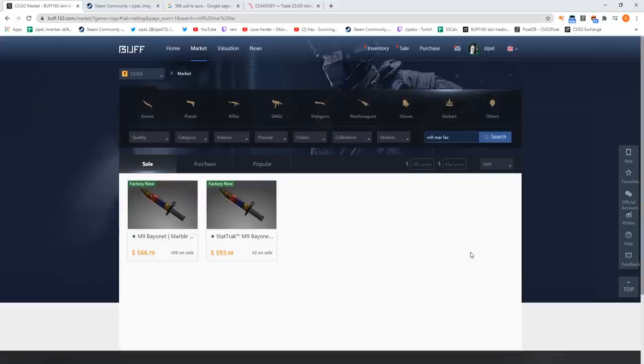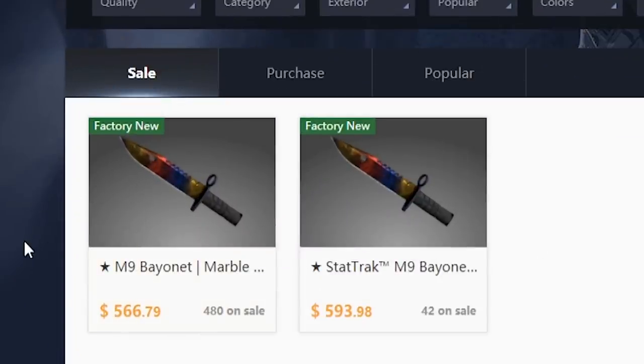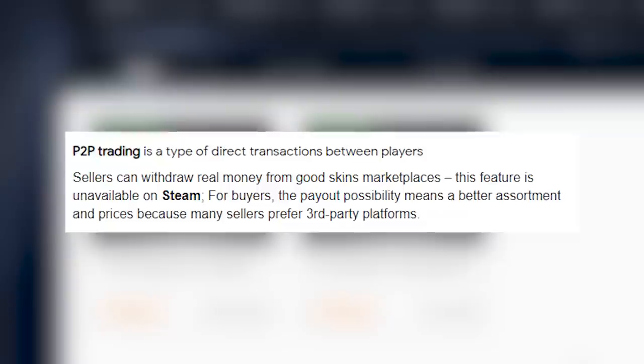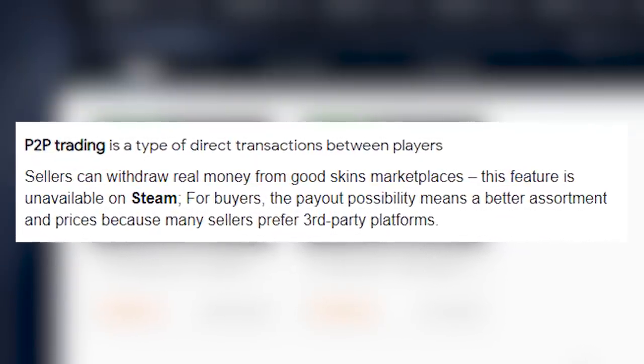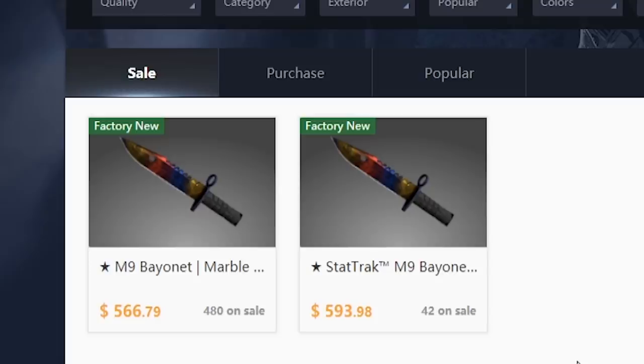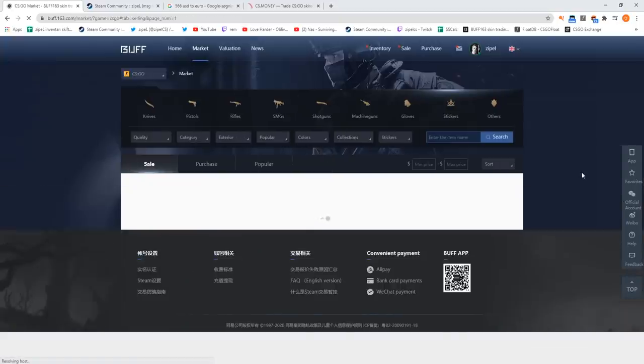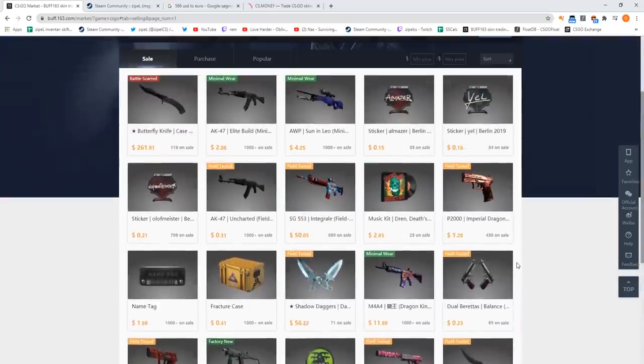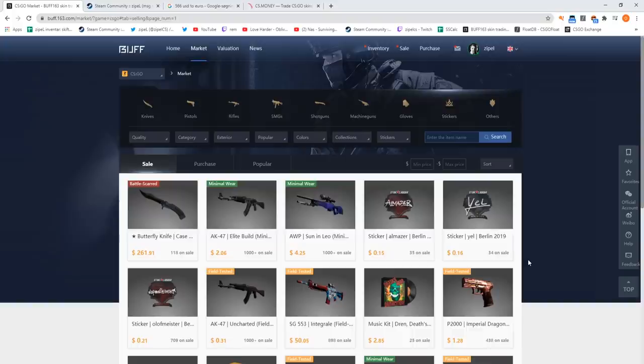And why is Buff such a good way of telling prices? Well, as you can see here with this M9 Marble Fade, which is a very expensive knife, it has 480 on sale. One of the reasons that there are that many listings of expensive items on Buff is because it's very accessible, meaning you can list your items without having them leaving your inventory. This is a huge benefit to a lot of players that are not necessarily wanting to sell, but they'll list their items, and if they sell for the price they want, then they're happy. And also the fact that Buff is a Chinese site and a lot of the skin traffic comes from China. So this site has an insane supply of skins, but it also has an insane demand.